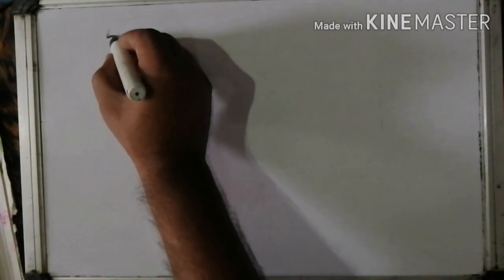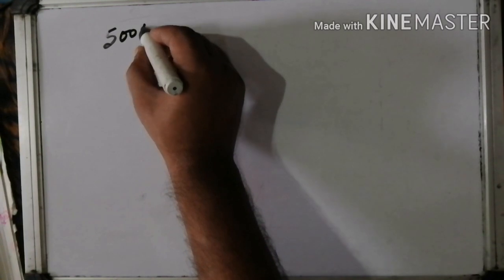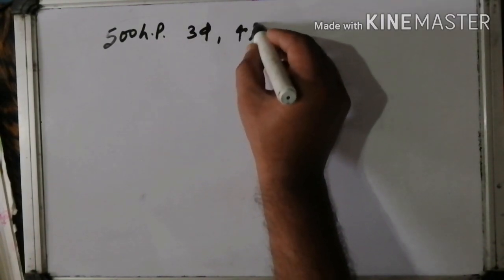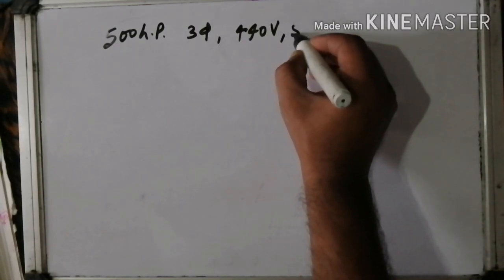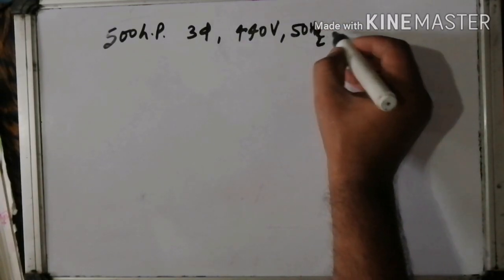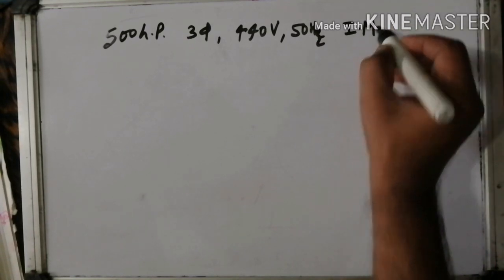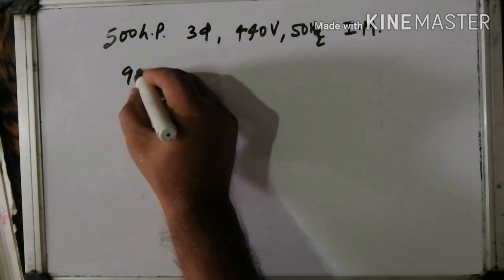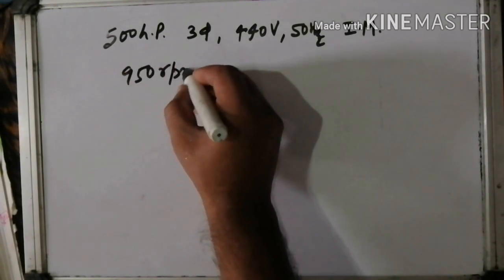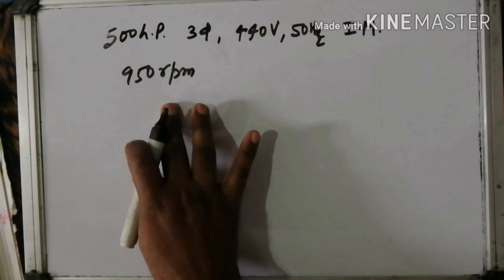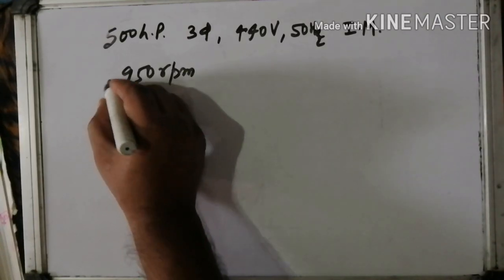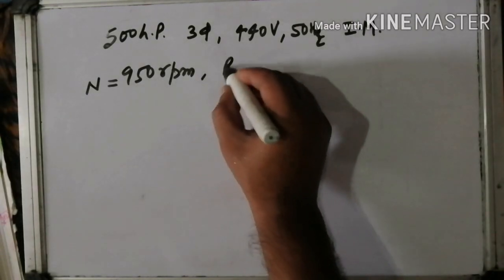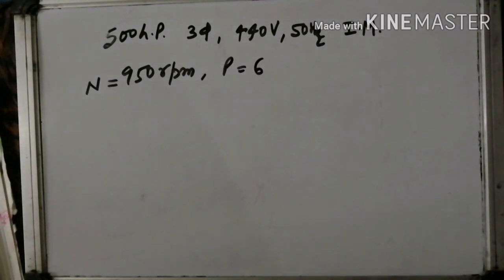According to the question, the 500 horsepower, 3-phase, 440 volt, 50 Hz induction motor is running at a speed of 950 rpm. This is the speed of the motor at full load. So it is N. The number of poles of the machine is 6.